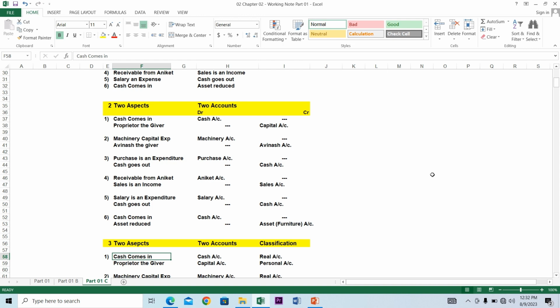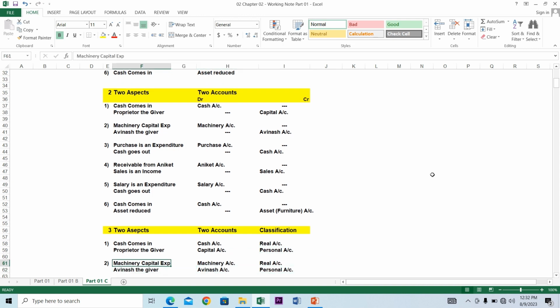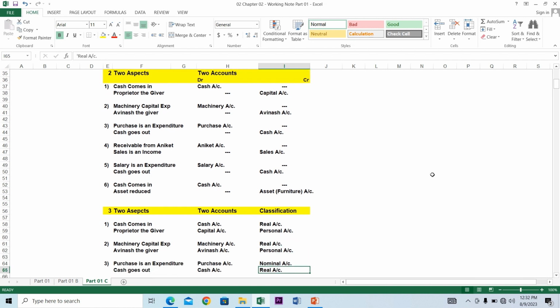Okay, so 2 aspects. Cash comes in, proprietor is a giver. Cash account and capital account. Cash account is a real account and capital account is a personal account. Then machinery, capital expenditure, and Avinash is a giver. 2 aspects and 2 accounts, machinery account and Avinash account. Machinery is a real account and Avinash is a personal account.